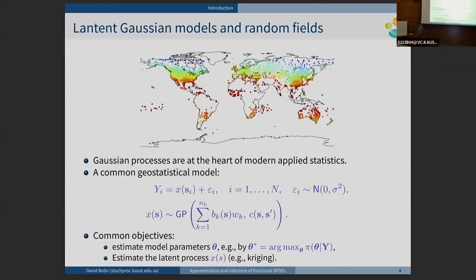And then the common objectives would be that, first of all, you might want to estimate the parameters in this model. So, for instance, if you have some regression for the mean of the process, you might want to estimate those regression coefficients and any parameters you have in the covariance function of the Gaussian process. And finally, estimate this latent process or use this model to answer whatever scientific questions you might want to answer through the statistical model.